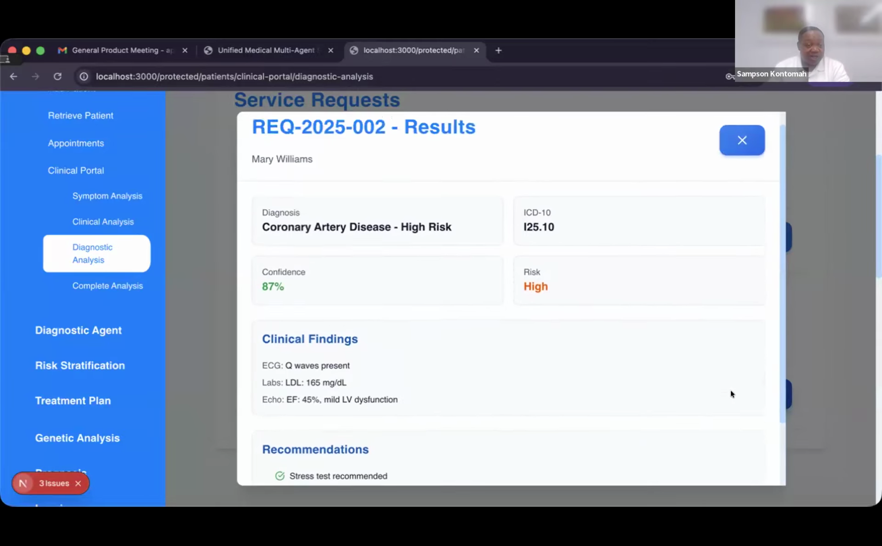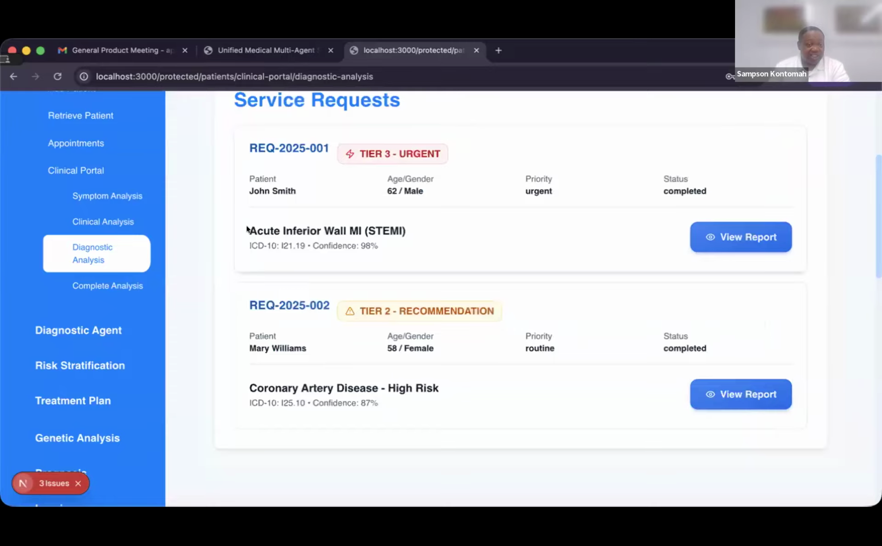So let's move on to the next tier, which is tier 3, that includes tier 1 and tier 2.